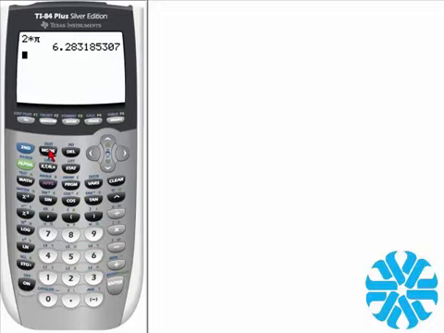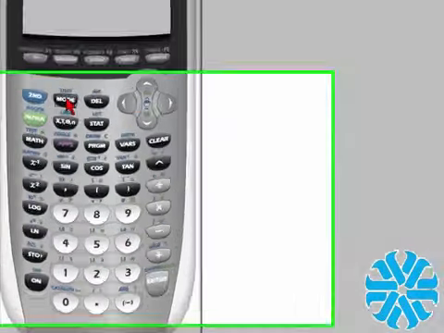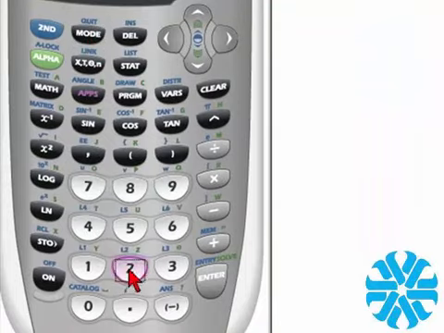On the screen, I already have computed 2 times pi in the floating point decimal mode. So we can compare our result in the floating point decimal mode to the fixed decimal mode. Now let's do the same calculation, that is 2 times pi.